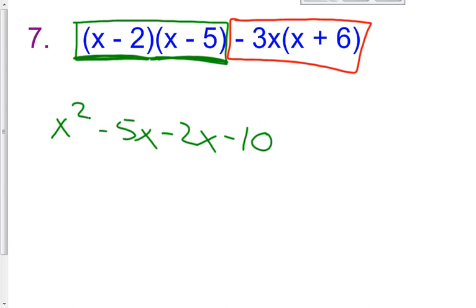Now we're going to multiply the red section specifically using the distributive property. So the negative 3x times x is a negative 3x squared, and a negative 3x times 6 is a negative 18x. Now that we've successfully multiplied everything, let's finish up by combining like terms.